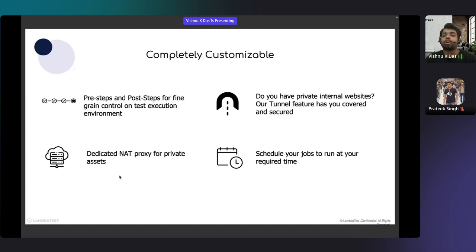And in case you don't want to use the tunnel and you prefer whitelisting of IPs, we do provide a dedicated NAT proxy for any kind of private assets if you want to access them directly using just whitelisting. Also, we do support scheduling of jobs whenever you want. We have workflows where you can define when you want to run your job, and you can schedule them accordingly using those workflows.